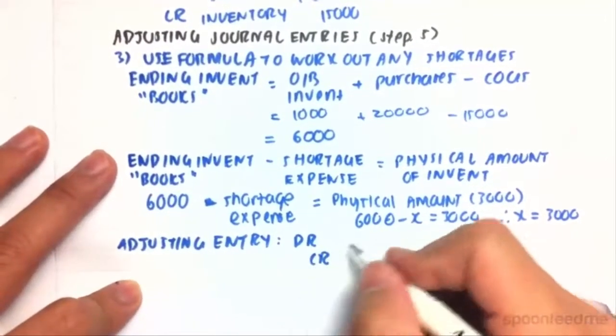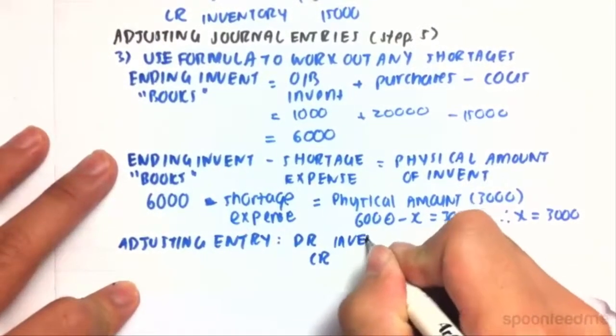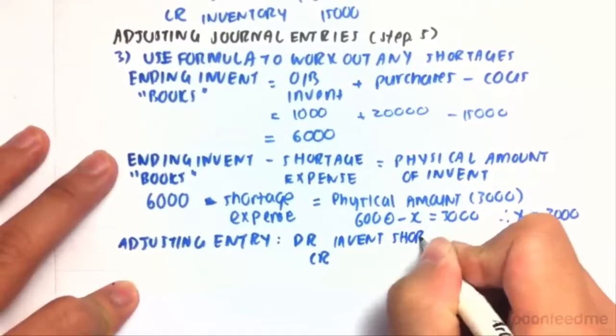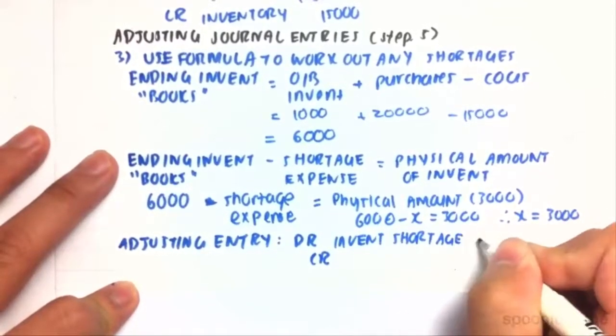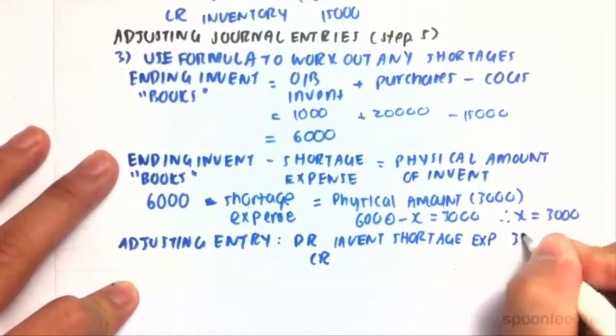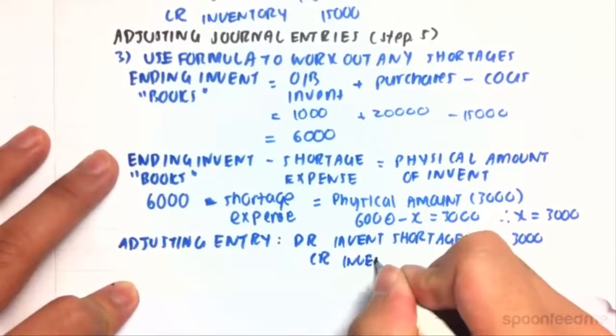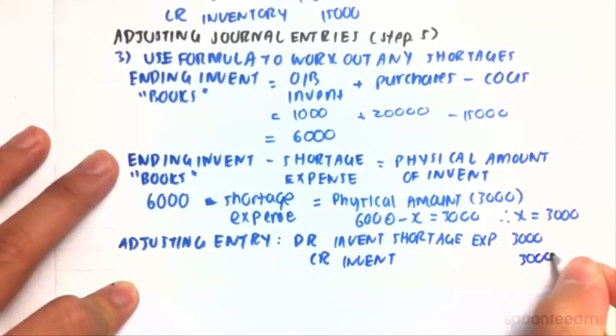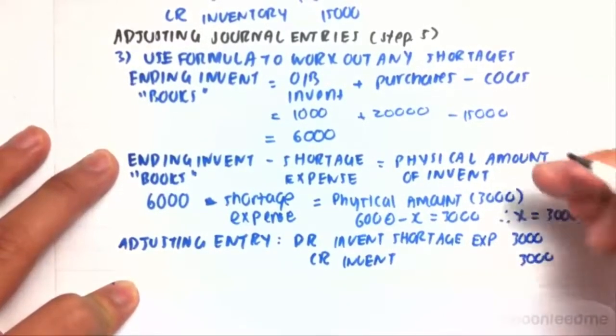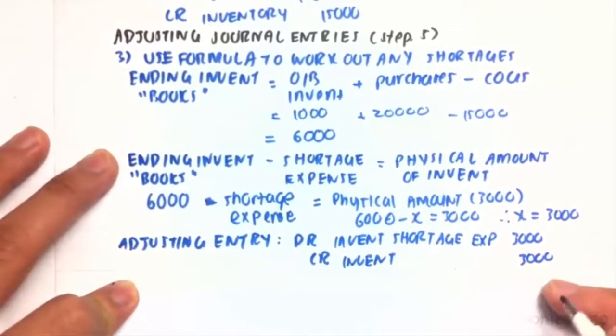So we debit inventory shortage expense by 3,000, and we also credit inventory by 3,000 in order to reduce the book value of inventory to what the physical amount is.